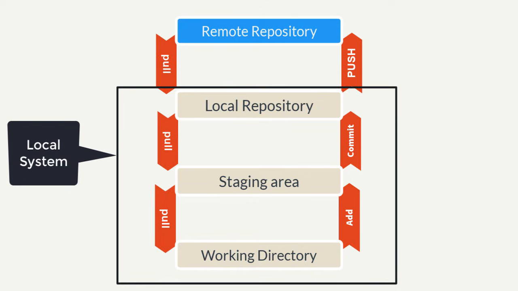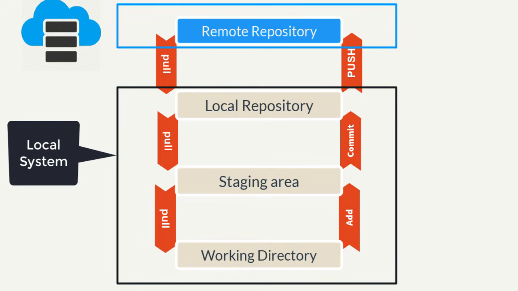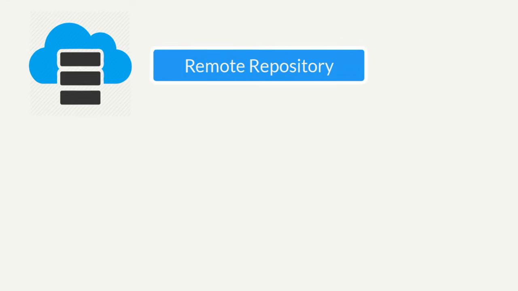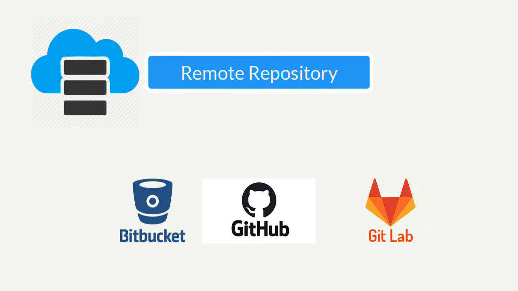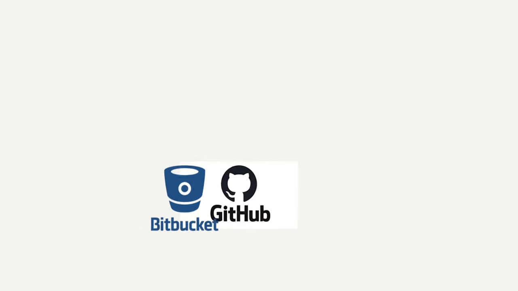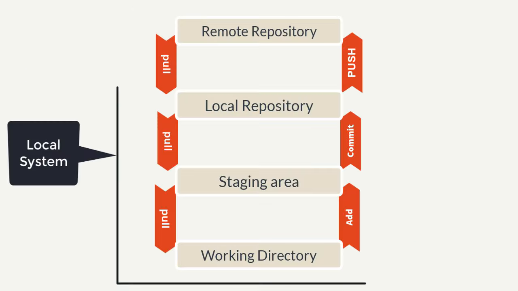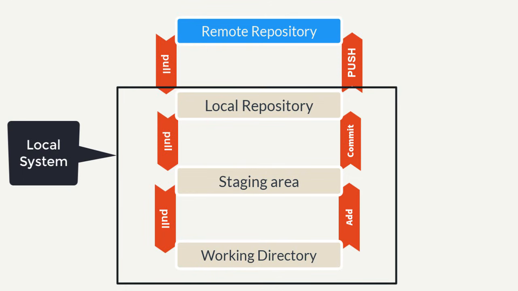And a remote system could be on a server or any Git provider. Main prominent Git providers of remote repositories are GitHub, Bitbucket, and GitLab, out of which we are going to see GitHub and Bitbucket. So at first we are going to discuss about Git at local system, and then we will see about a remote repository as well.